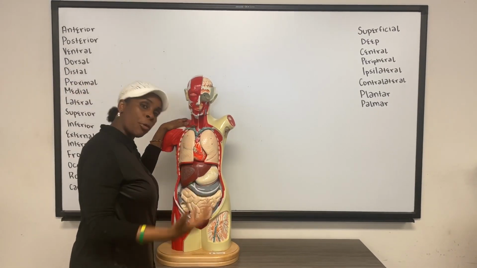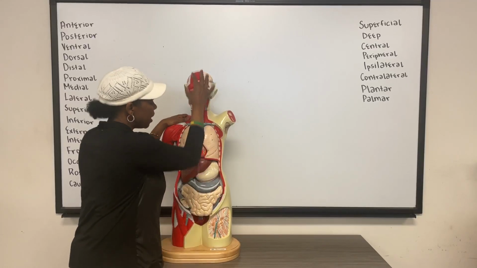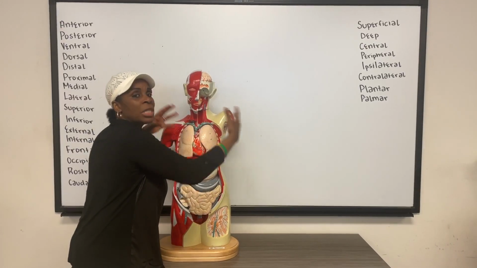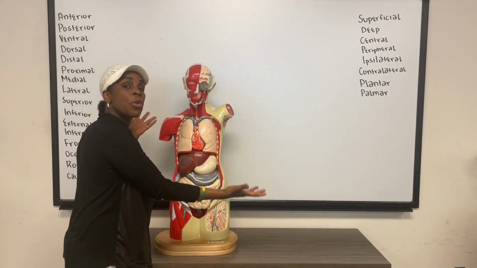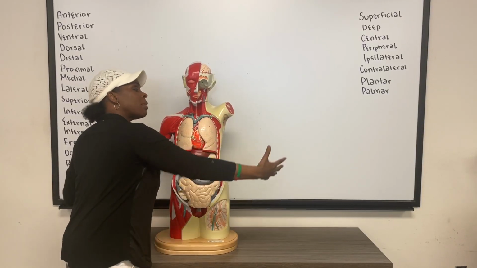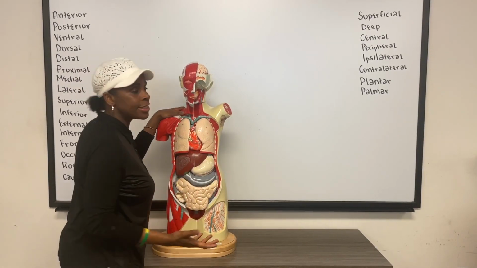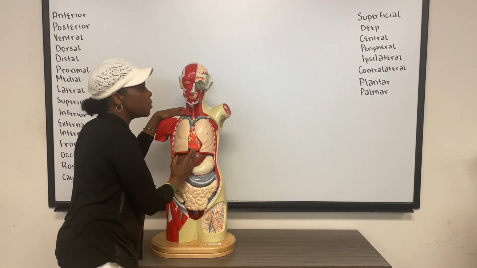The central and peripheral. Central means something in the center, peripheral means to the side. For example, the peripheral nervous system will be all the nerves coming out of the body. The central nervous system will be the brain and the spinal cord in the middle.